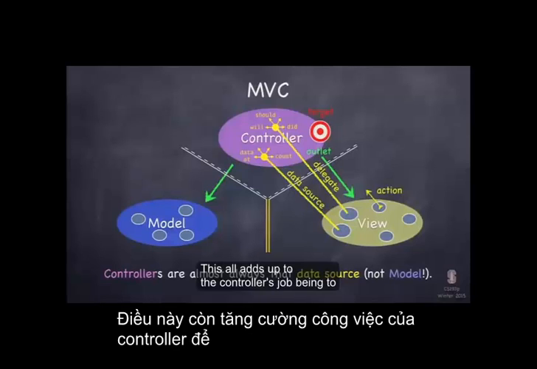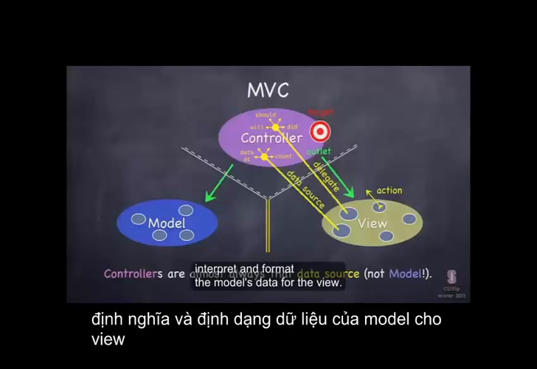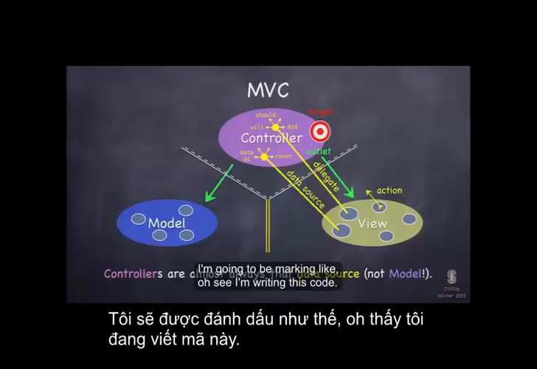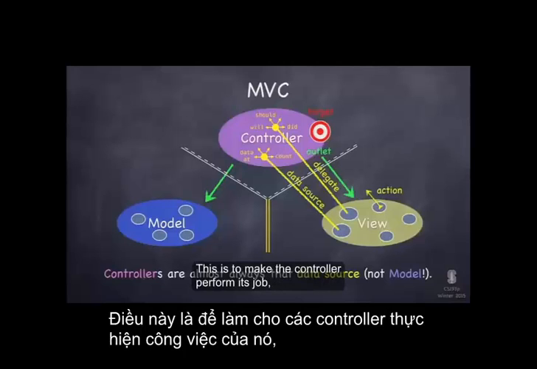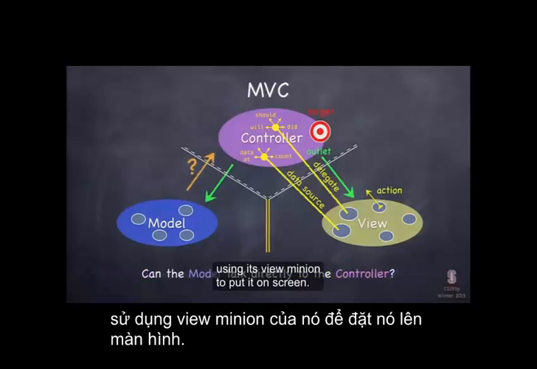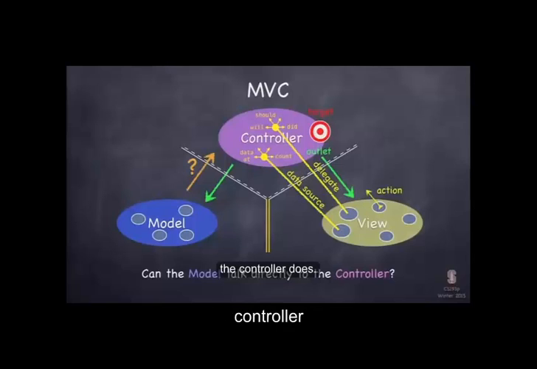Okay, this all adds up to the controller's job being to interpret and format the model data for the view. That's the controller's job. And when we do our demo, I'm going to be remarking like, oh, see, I'm writing this code. This is to make the controller perform its job, which is to take the model data and put it on screen using its view minions. Okay, that's what the controller does.